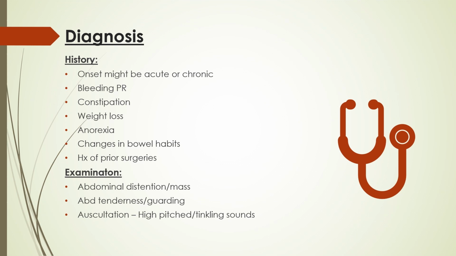So far we've understood the basics of our topic. Now let's see how to diagnose a patient with such a condition. Starting off with a history, the onset might be acute or chronic. There might be a history of bleeding per rectum, constipation, weight loss, anorexia, or changes in bowel habits. There can also be a history of prior surgeries.